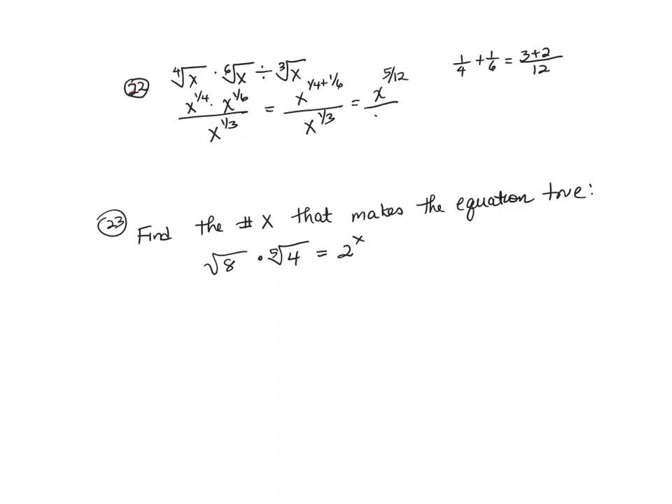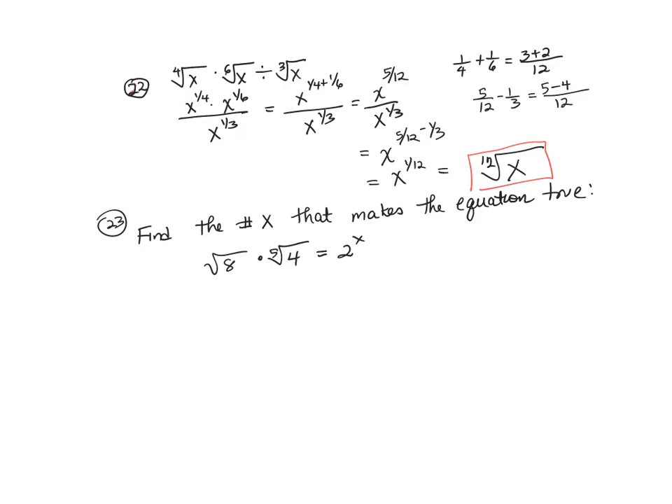And this is x to the 1/3. And when we divide with the same base, we subtract the exponent. So we have x to the 5/12 minus 1/3. So let's do that on the side. 5/12 minus 1/3 has a common denominator of 12. That's 5 minus 4. That's 1/12. So that's x to the 1/12. And as a radical, this is the 12th root of x. Okay, that was tough. Well, not tough, but tricky.